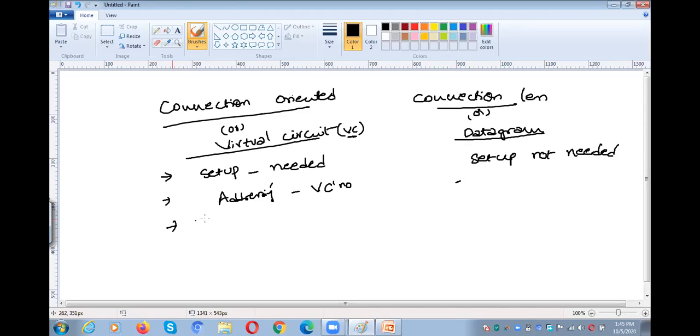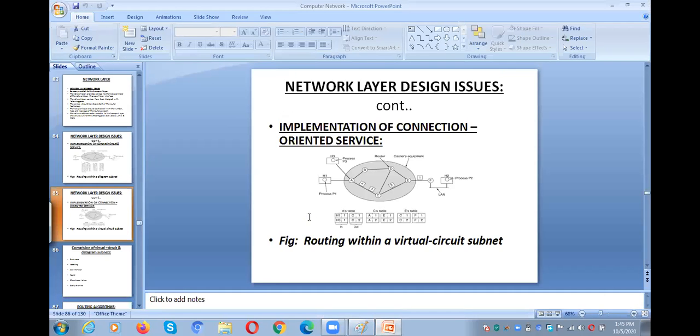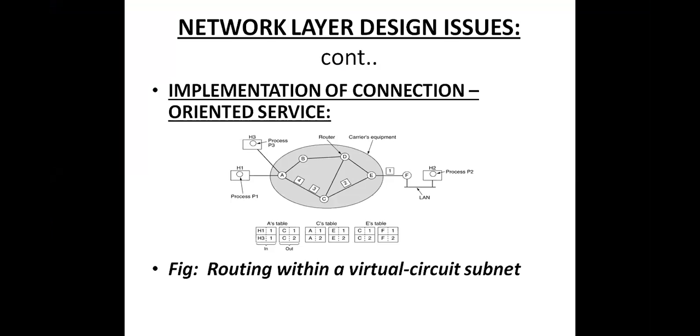And then what about the state information? State information means, for example, whenever you want to transfer the data, just the virtual circuit number will be useful. Here, go to the diagram once, then it will be easy for you. So this is the connection oriented service. If you observe here, follow the cursor.